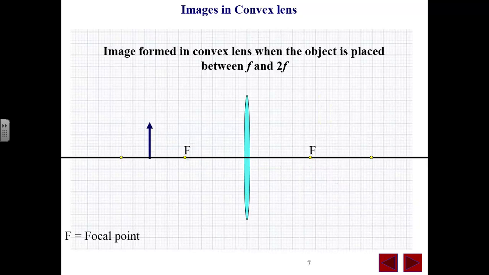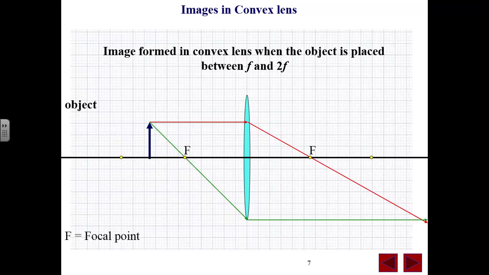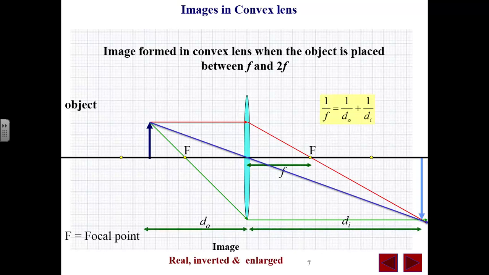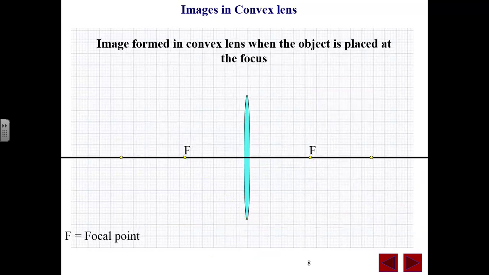Let's put the object between f and 2f. There's my first ray, there's my second ray, there's my third ray. What I have is an image that's real, inverted, and enlarged. There's focal length, image distance, object distance, and it's worth pointing out that that equation holds true again.